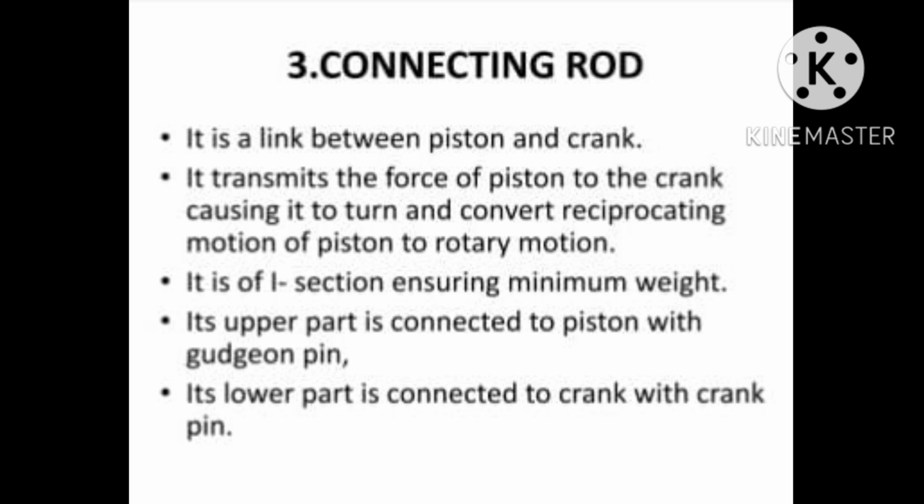Now third part is connecting rod. Connecting rod acts as a linkage between piston and crank. It transmits the force of piston to the crank, causing it to turn and convert reciprocating motion of piston to rotary motion. Now this connecting rod is generally of I section, ensuring the minimum weight. Its upper part is connected to the piston with a pin which is known as gudgeon pin, and its lower part is connected to the crank with a crank pin.